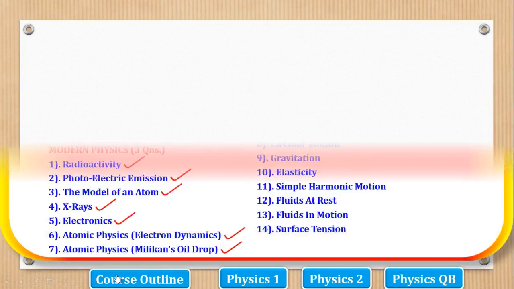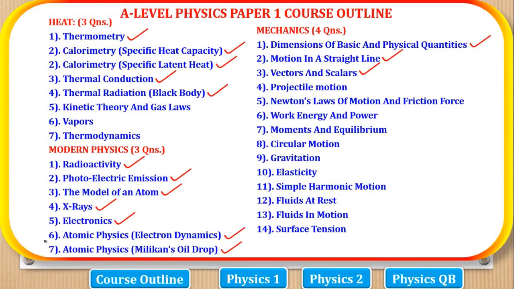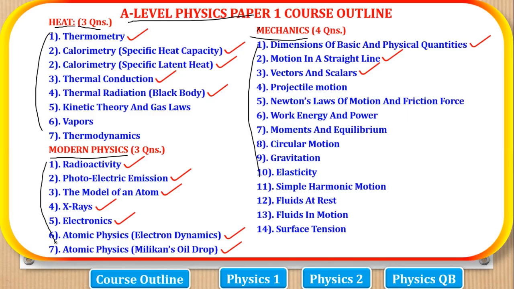Before we proceed, let's first look at the course outline of this paper. Physics Paper 1 is divided into 3 parts. The first part is mechanics, where 4 questions come from these topics. The second part is heat, where 3 questions come from these topics. And the third part is modern physics, where 3 questions come from these topics. What is ticked is available on this platform, and what is not yet ticked means we have not yet uploaded. In this video we are going to go through the topic of vectors and scalars.